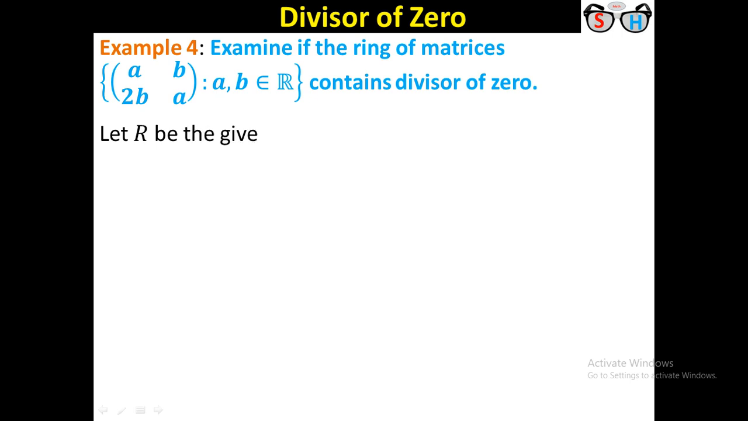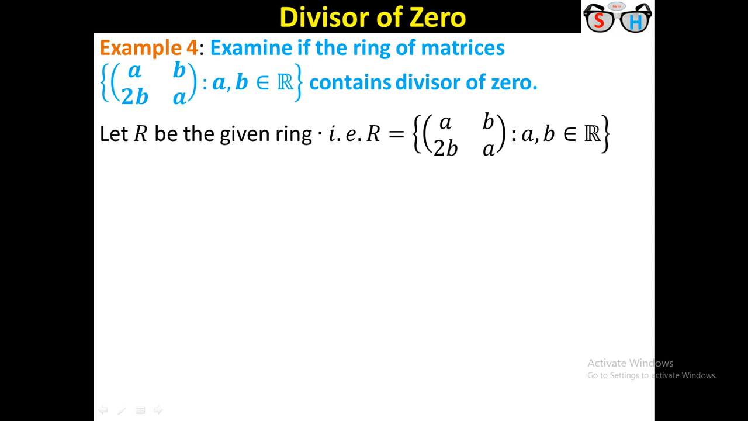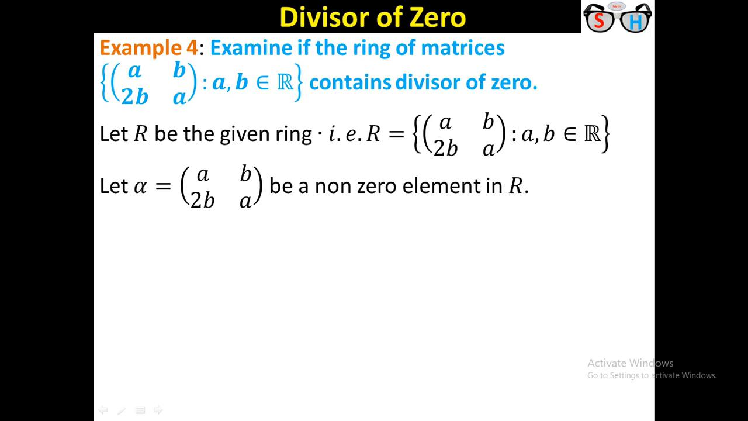We consider the ring R, whose elements are matrices [[a, 2b],[b, a]] where a and b are real numbers. Let alpha = [[a, 2b],[b, a]] be a non-zero element in R. Therefore, this is non-zero means at least one of the four elements must be non-zero. If a is non-zero, then it is also non-zero. Therefore b can be 0, but a and b cannot both be 0 at a time. So alpha is in R, where a and b are not simultaneously 0.